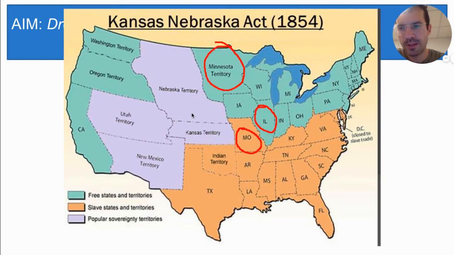In the story of Dred Scott, there are three areas on this map that are important. Missouri, which was a slave state, Illinois, which was a free state, and Minnesota, which was a territory that, according to the Missouri Compromise of 1820, did not allow slavery.